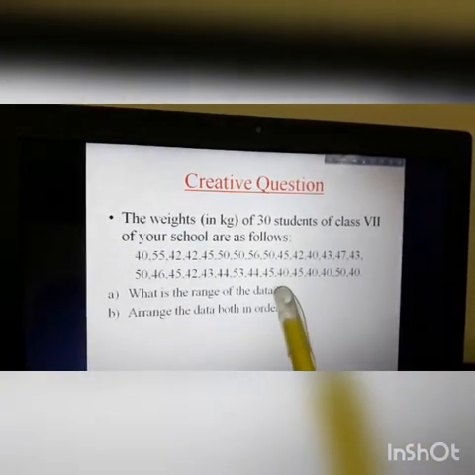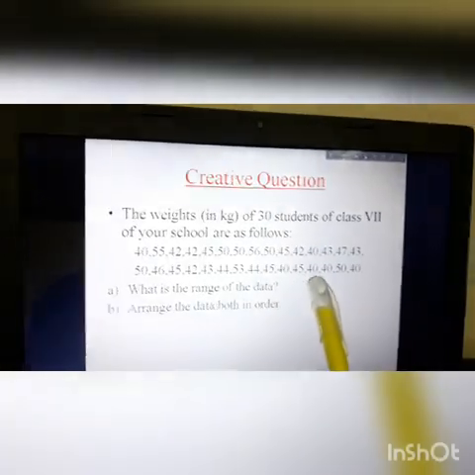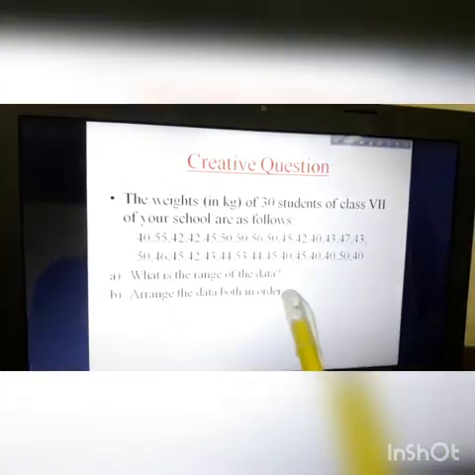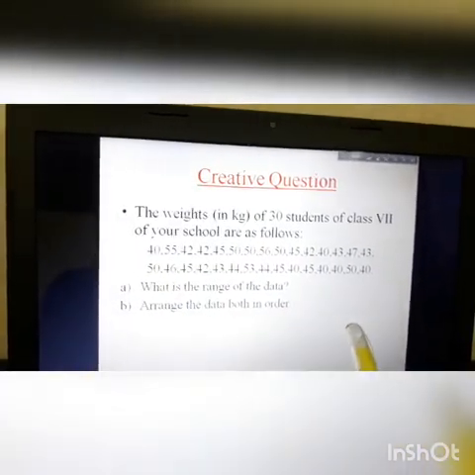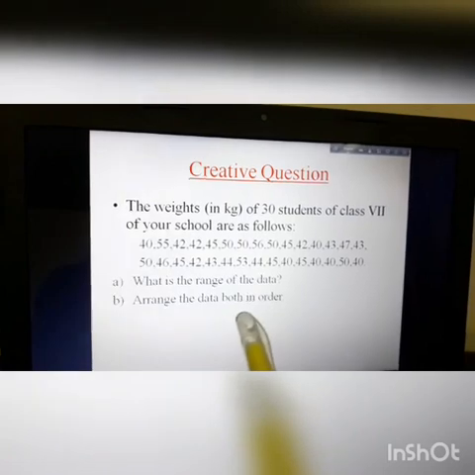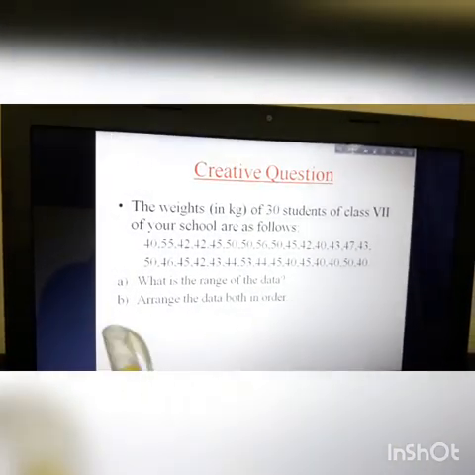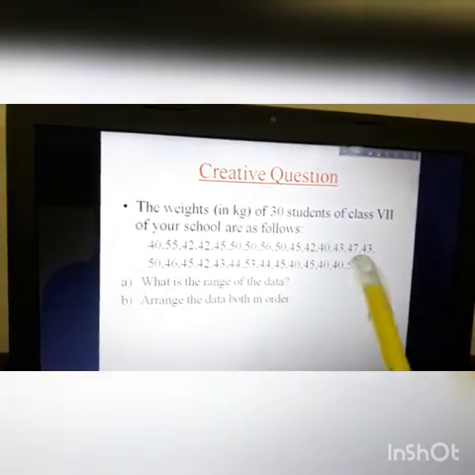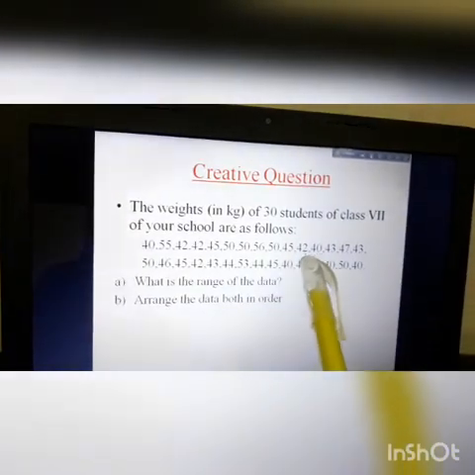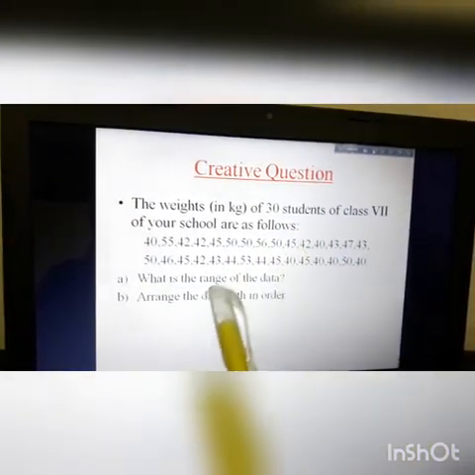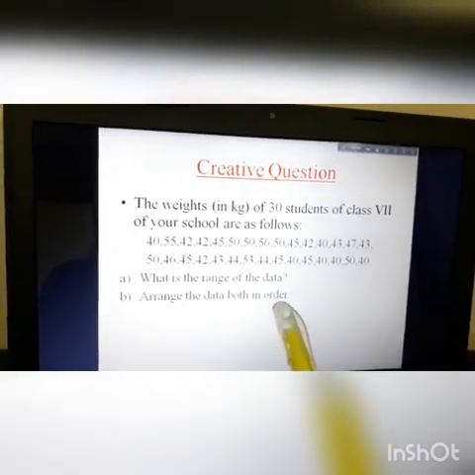After writing the formula to determine the range, you may calculate the range. Now arrange the data in both orders. Here both orders means ascending order and descending order. Since the question is in part B, and the marks for B is 4, you must arrange the data in both ascending and descending order, as it is mentioned to arrange the data in both orders.